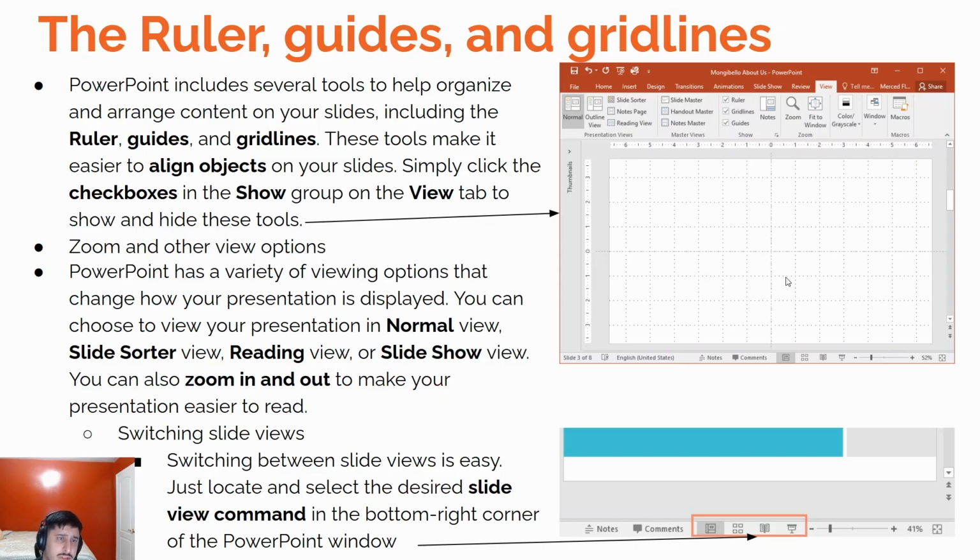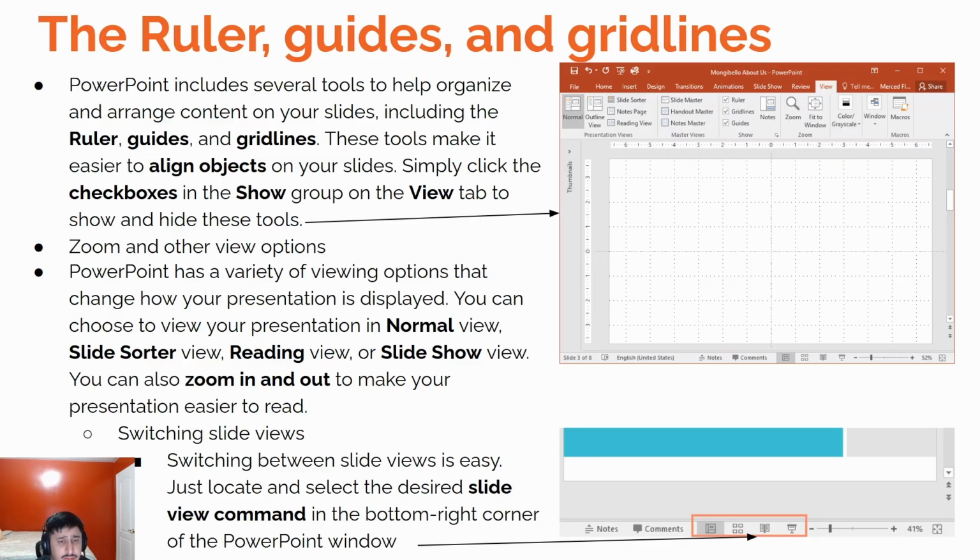Now we're talking about rulers. PowerPoint does include several tools to help us organize and arrange content on our slides, including the ruler, guides, and grid lines. These tools make it easier to align objects onto our slides. All we need to do, as I mentioned, is go to View, the View tab, and we go to Ruler, and we can check or uncheck it, right?